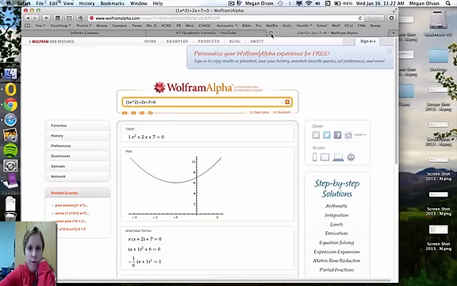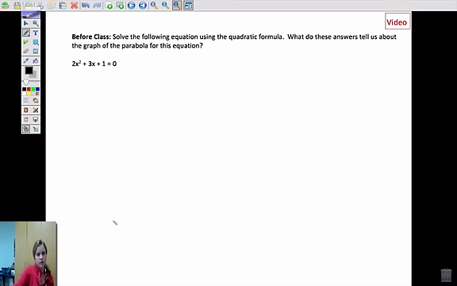Before class, try to solve this equation using the quadratic formula. What do your answers tell you about the graph of the parabola in this equation? Try to maybe sketch the graph for us.